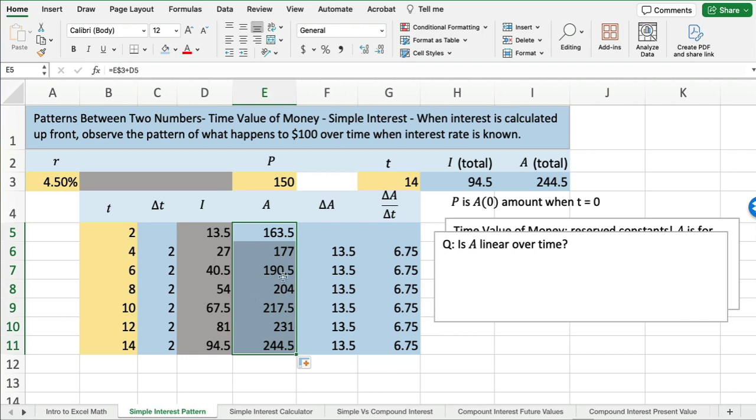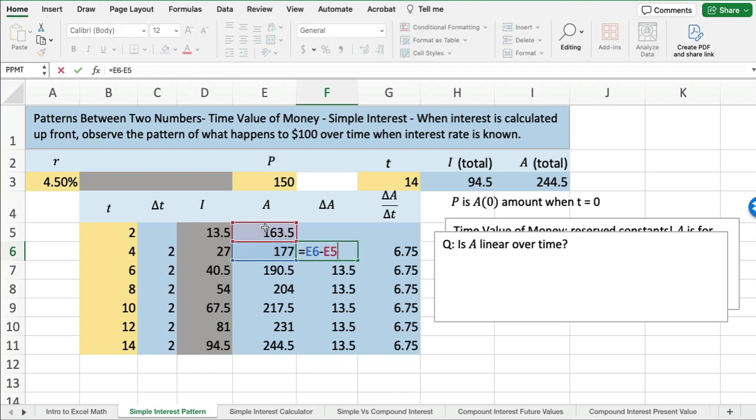So now we want to calculate our delta A's. You'll notice that we have nothing typed in row 5 because there's nothing to subtract 163.5 from. So we don't put it in there. We start with row 6. So column F is our delta A's. In cell F6, type equals E6 minus E5. So you'll notice we're just subtracting consecutive values of capital A. That's just like we would have done before with our Y values. Hit enter, and then fill that down.